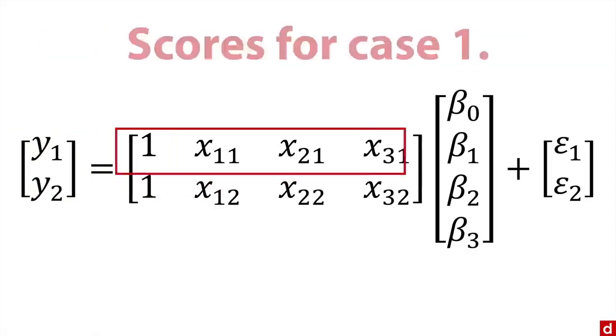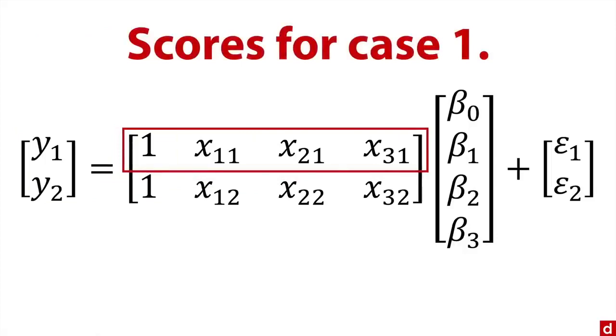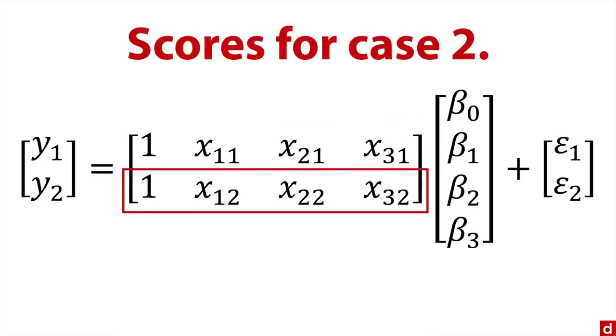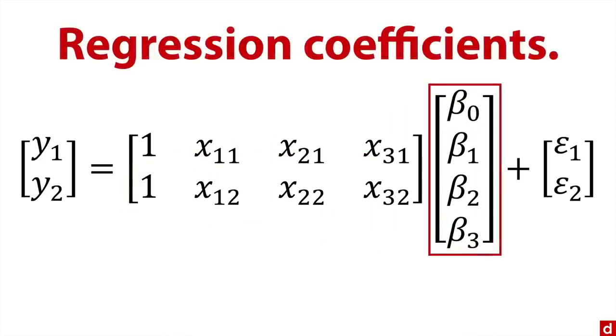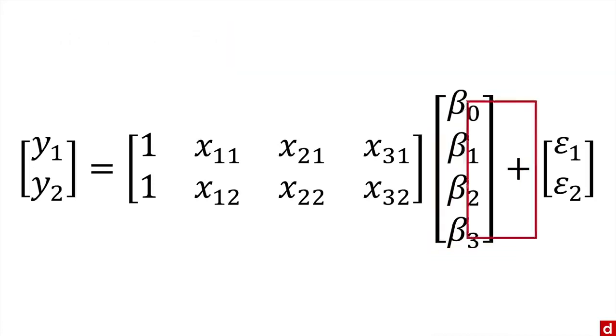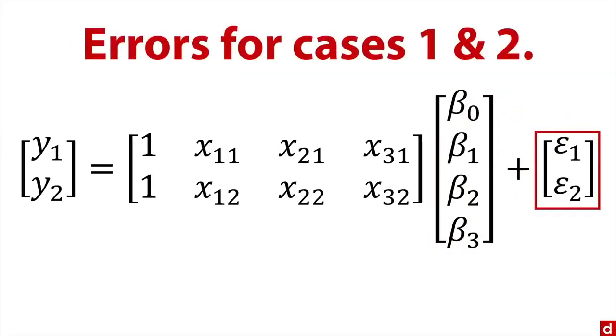Next to that is a matrix that has here on the top the scores for case 1, which I've written as x's. x1 is for variable 1, x2 is for variable 2. And the second subscript is to indicate that it's for person 1. Below that are the scores for case 2, the second person. And then over here in another vertical column are the regression coefficients. That's a beta there that we're using. And then finally, we've got a tiny little vector here at the end, which contains the error terms for cases 1 and 2.